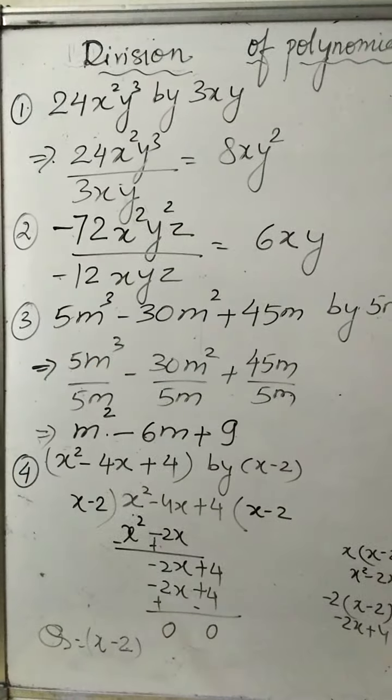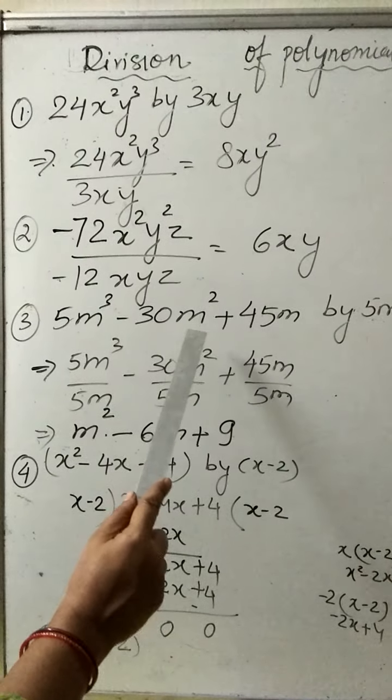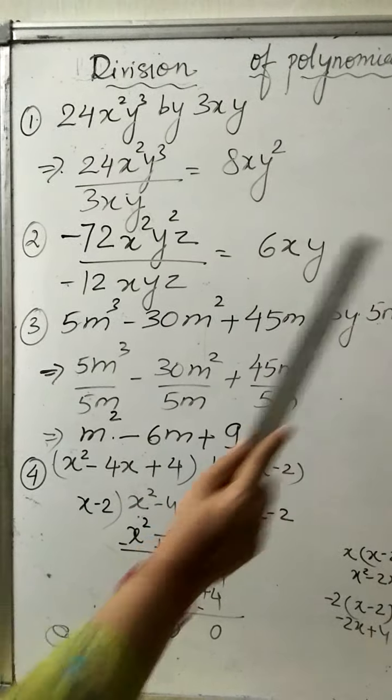Now suppose you are dividing a trinomial by a monomial. This is the expression. You have to divide this algebraic expression by 5m. So you can divide it individually. This divided by 5m, 5m, 5m. Just divide it, and whatever answer you are getting, that will be your quotient. So after dividing it, you will get m square minus 6m plus 9.